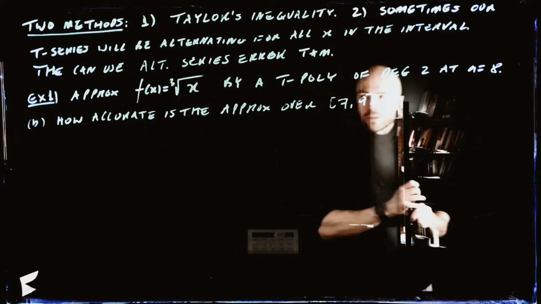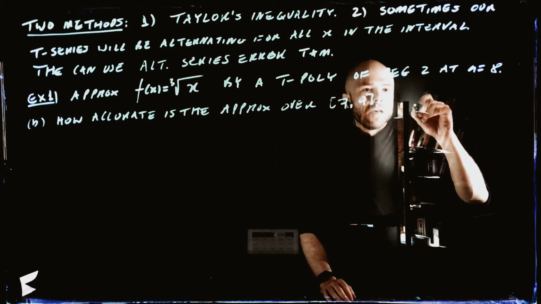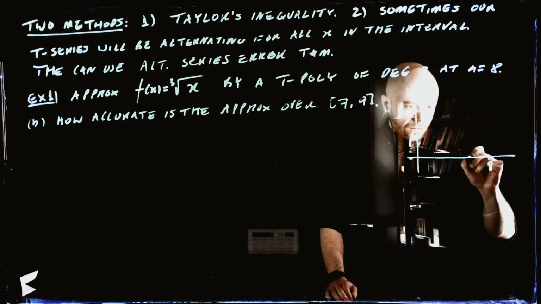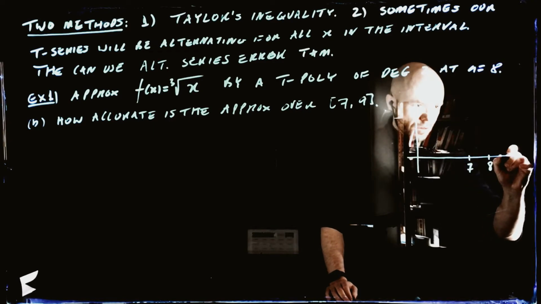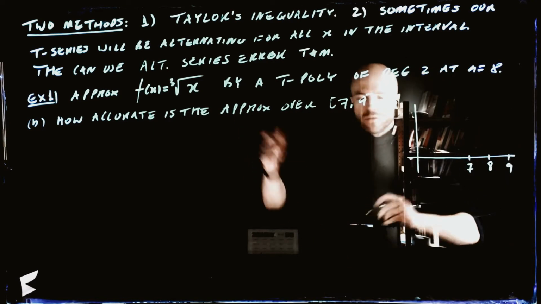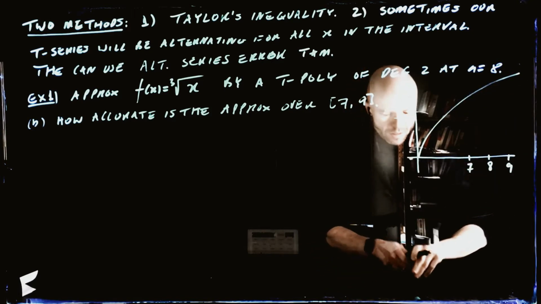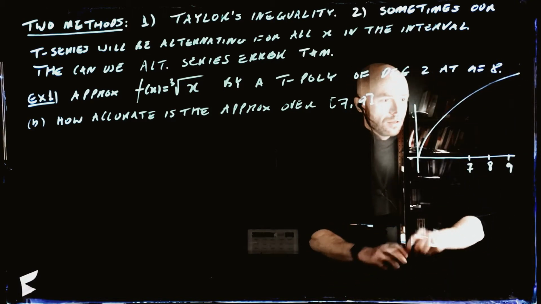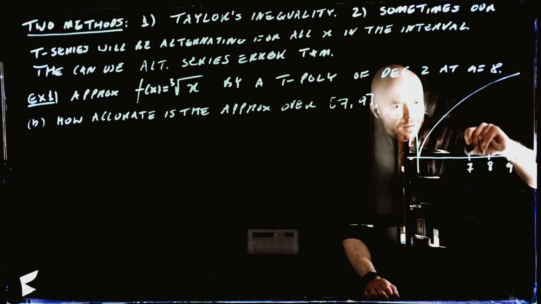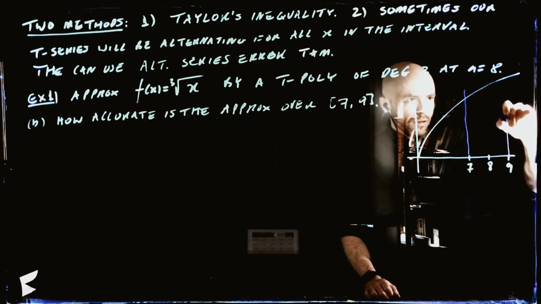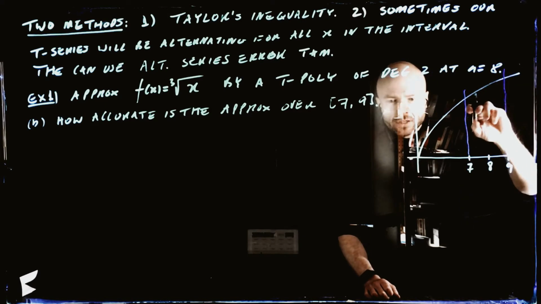Let's draw a picture. So what do we have? We have this function, which is the third root. So what does it look like? It looks something like this. Yeah? And we are going to approximate this by a second degree Taylor polynomial over this interval here.